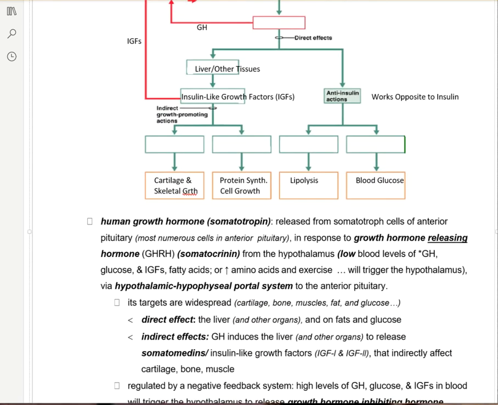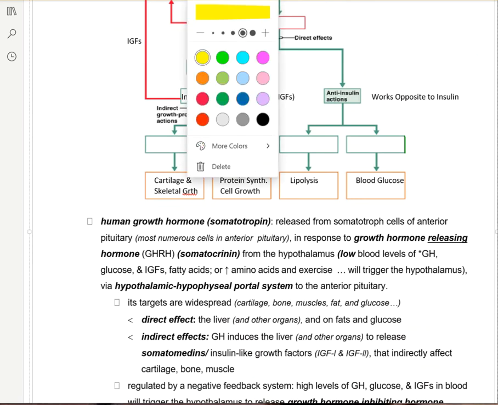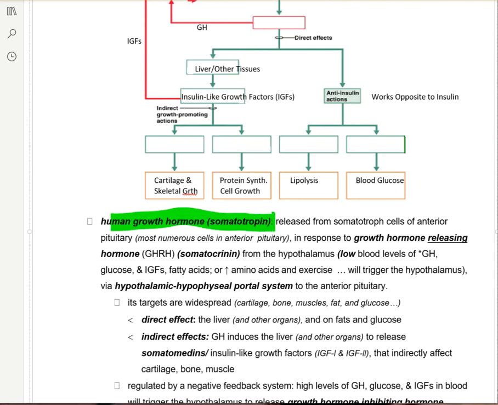So first off, we want to talk about human growth hormone. We sometimes call this HGH or just GH. I'll usually just refer to it as GH, but because it's human, it is often referred to as HGH. Human growth hormone is also called somatotrophin, and this is because it's released from somatotroph cells of the anterior pituitary. So that's why the name is that, okay? And these are the most numerous cells.